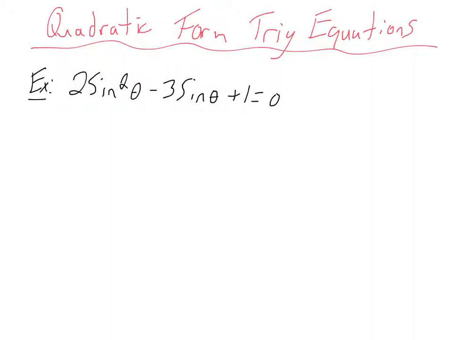This is a trigonometric equation in quadratic form because it has the same general form. We have a squared term, right? We have a linear term, and we have a constant term, just like we would have in a quadratic. And we saw examples like this with exponential equations as well, that were also in quadratic form, and we factored those, and we're going to factor these as well. So how can I factor this out here?